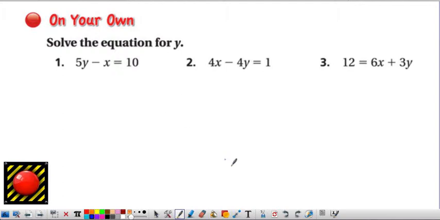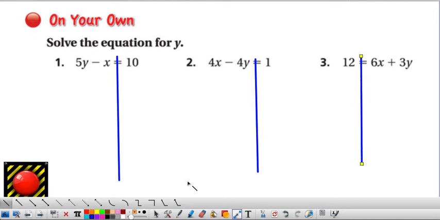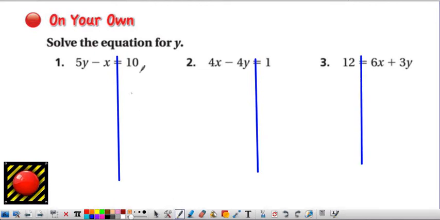Okay, so let's look at some of these equations. Let's go ahead and draw our lines down our equal signs. I'm going to go ahead and do all of these lines down our equal sign. Now, each of these, it says it's solving for y. They have to tell you when there's multiple variables which variable you're solving for. So that means we have to get y alone.